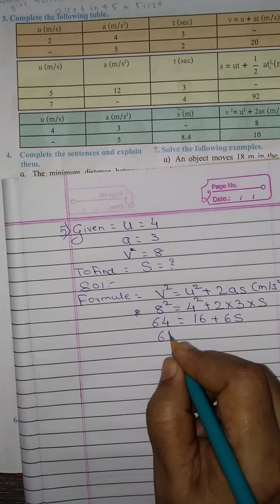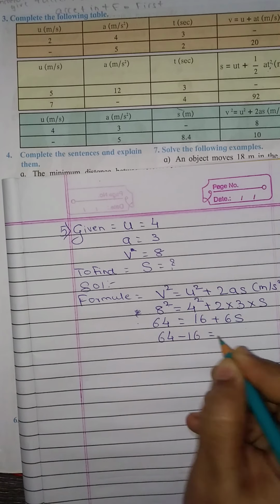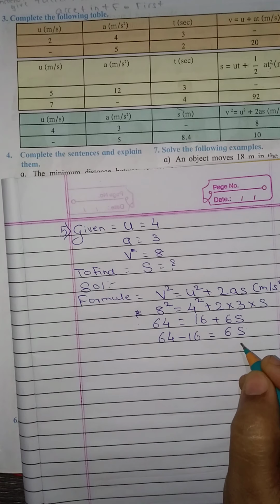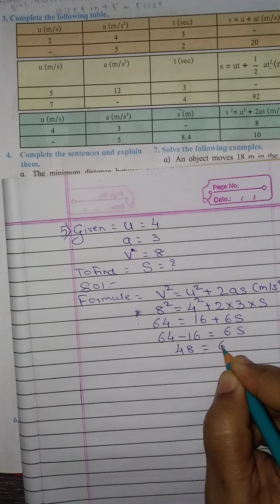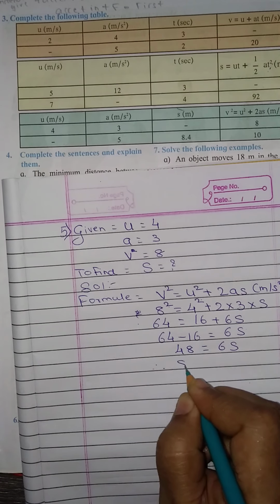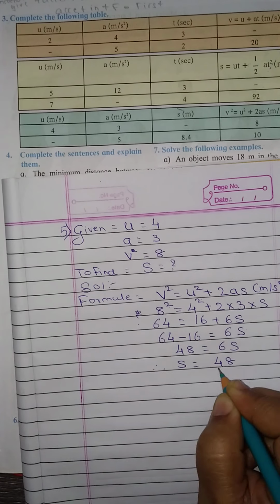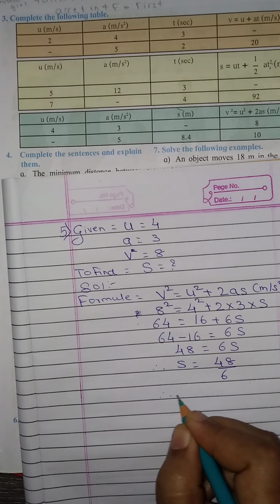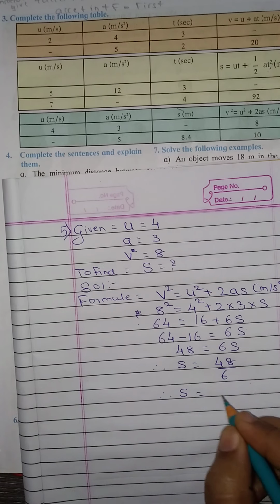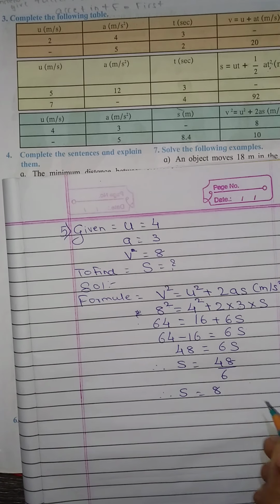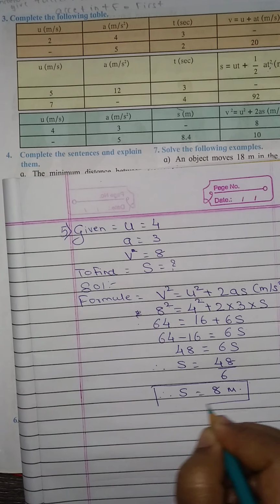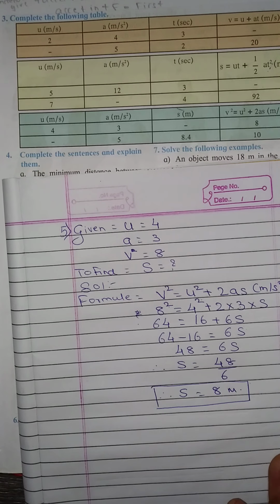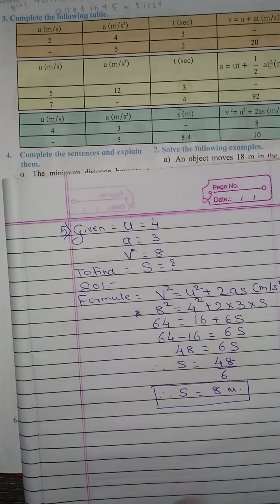Next, 64 minus 16 is equal to 6s. 64 minus 16 is 48, is equal to 6s. Therefore, s is equal to 48 upon 6. Therefore, s is equal to 6 8s are 48, 8 meter. This is our answer. Got it? Now go for the sixth one.